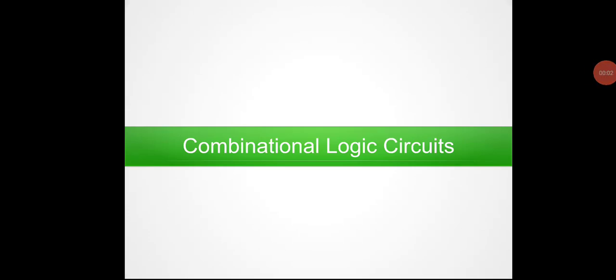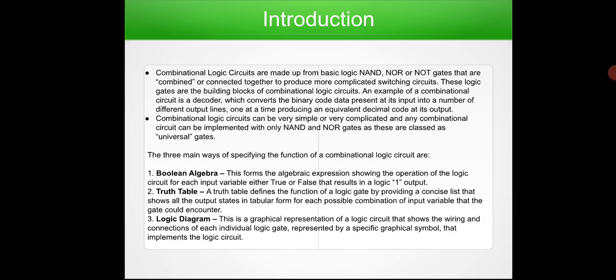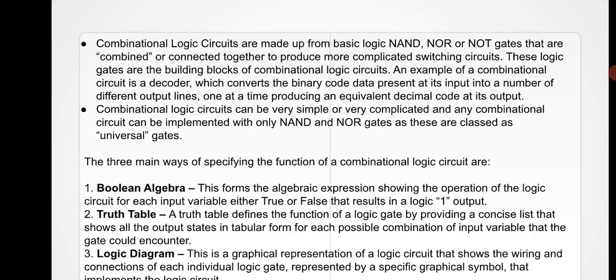Welcome to all. In this video we will start the next unit, that is combinational logic circuits. As an introduction, combinational logic circuits are made up of basic logic gates: AND, OR, NAND, NOR and NOT gates. Ultimately, for a combinational logic circuit, you require these gates to be connected together to produce more complicated switching circuits.